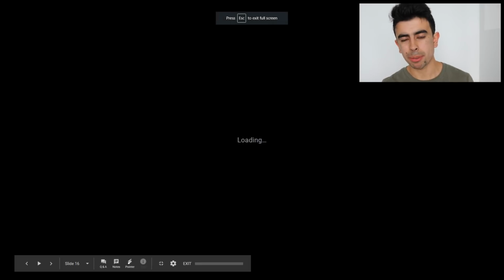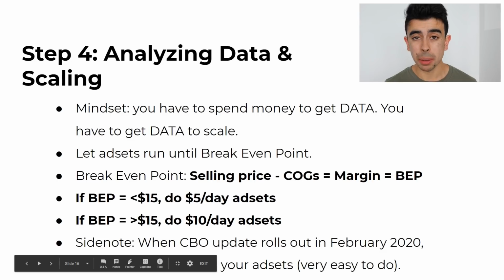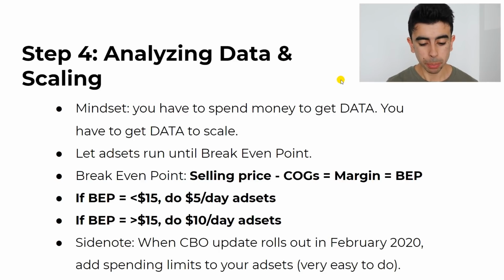So when it comes to step 4, this is gonna be actually analyzing your data and scaling, but something that's really important when it comes to this is knowing your break-even point, because this will allow you to know whether you should do $5 per day on an ad set or $10 a day on an ad set. And here, when it comes to analyzing your data and scaling, you really have to have a spend money to make money mindset. You can't get hung up on the money that you're spending because you're acquiring data, and data is expensive. So it's totally okay to spend money without any results.